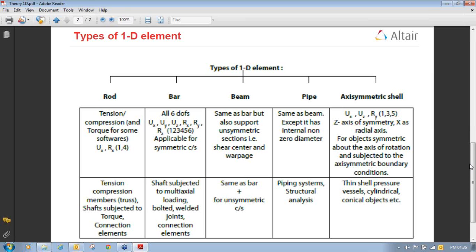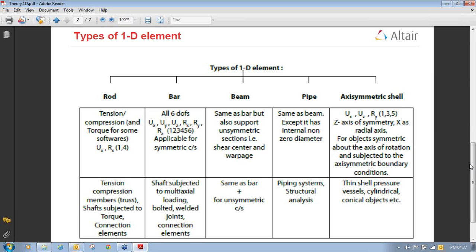Then we go to the beam element. Beam elements are the same as bar, but they also support unsymmetric cross sections, that is shear centers and warpage they can support. Practical applications of beam element are the same as bar, such as shafts subjected to multi-axial loading, but for unsymmetric cross sections also.